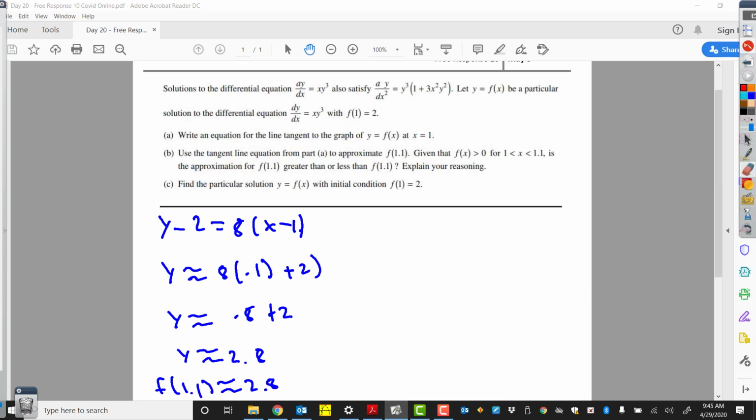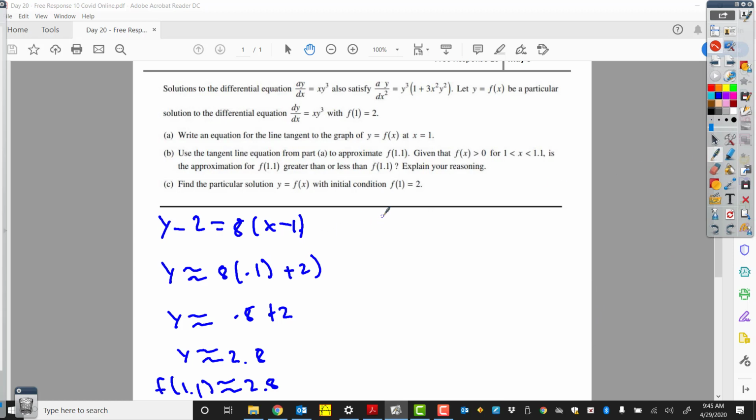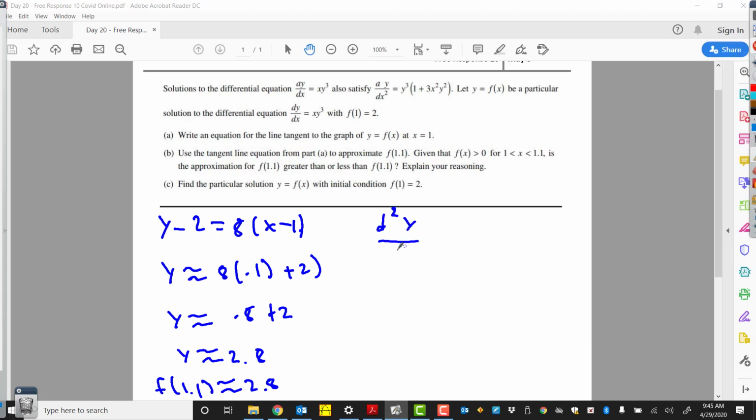They tell us that the second derivative is y cubed times 1 plus 3x squared y squared. Now, we could have found this on our own, but they give it to us. We're going to use it. So this means that we can use this to say, okay, if this comes out positive, we have concave up. If this comes out negative, we have concave down.